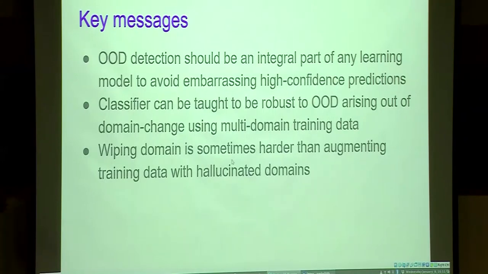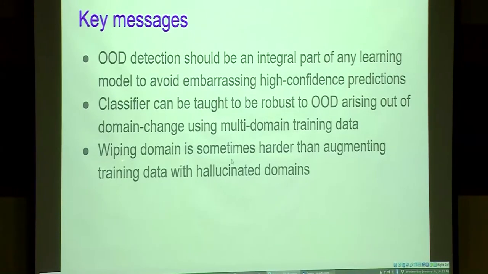So the key message from this part is that out of domain detection should be an integral part of any machine learned model to avoid embarrassing high confidence predictions. In some cases, you can teach classifiers to be robust to out of distribution instances, particularly those which arise out of domain change, using multi-domain training data. And third, I want to stress this because many people in machine learning who work in domain adaptation quickly try to wipe domains, and we try to push the idea that wiping domains is sometimes much harder than augmenting training data with new or hallucinated domains.